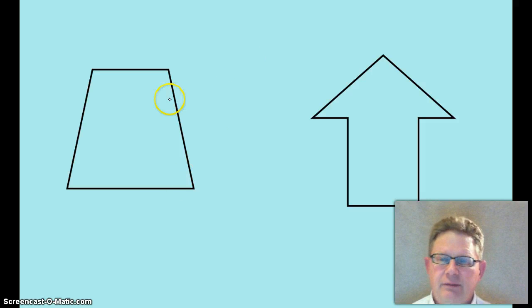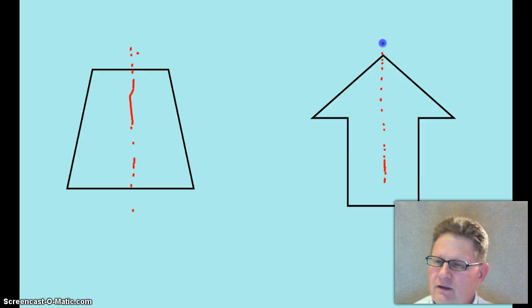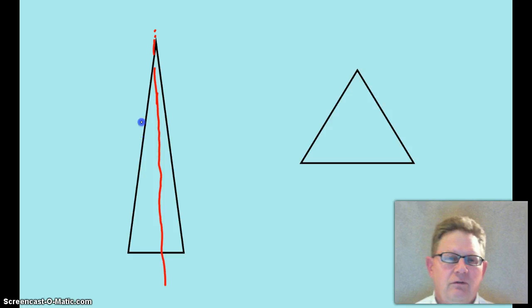Okay, how about this isosceles trapezoid? There would be one line of reflection right there. On this arrow, one line of reflection right there. How about on this isosceles triangle? Wow, sorry. Maybe I should try that again. And maybe I shouldn't. There would be one, which would be the altitude from the vertex angle. I didn't draw that real well.